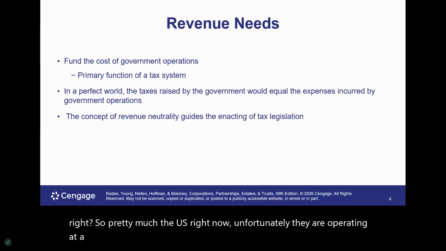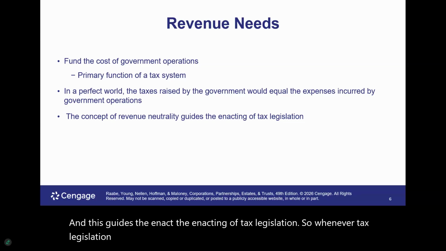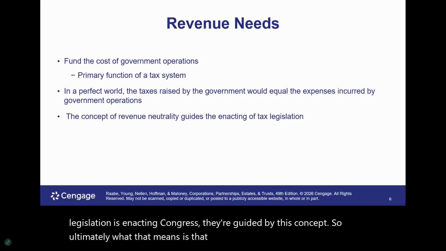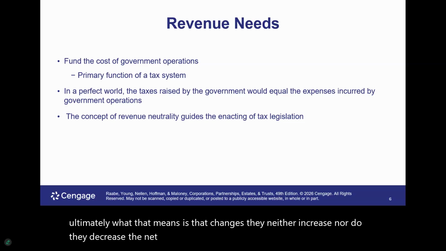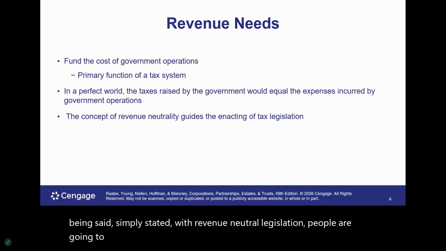We have what's called the concept of revenue neutrality, and it guides the enacting of tax legislation. Whenever tax legislation is enacted, Congress is guided by this concept. Ultimately, what that means is that changes neither increase nor decrease the net revenues received by the government. So simply stated, with revenue neutral legislation, some people are going to win and some people are going to lose.